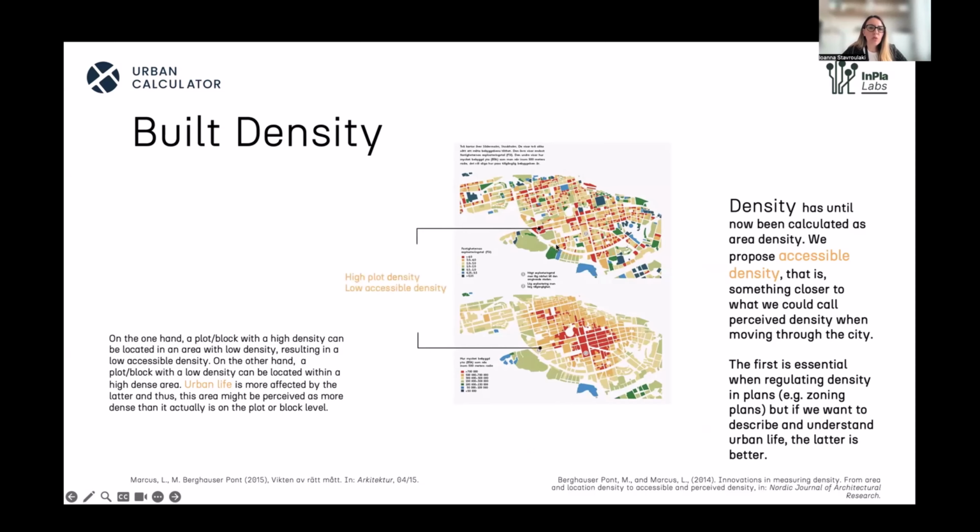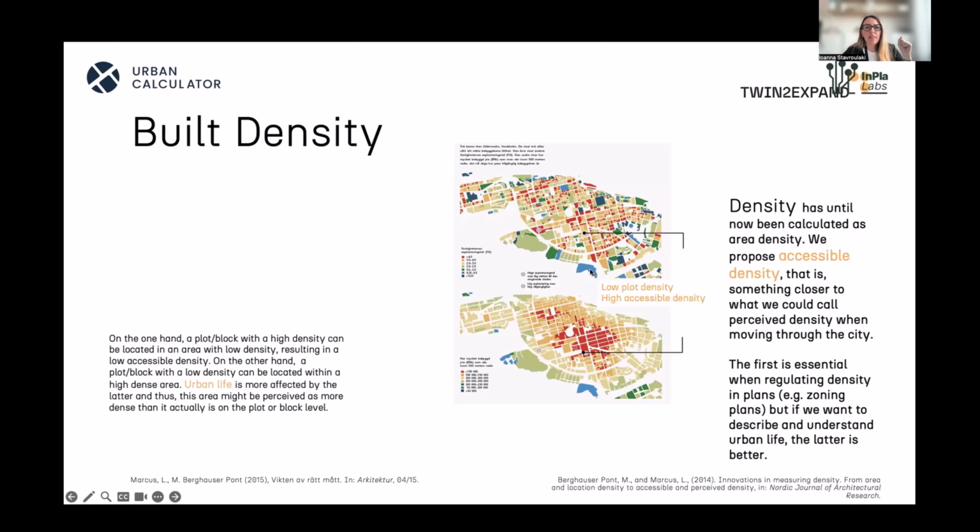And you see that we can have, for example, in this example, a block that has high density, high plot density, but low accessible density. So the individual plot or block is highly dense, but actually is in an area with low accessible density.